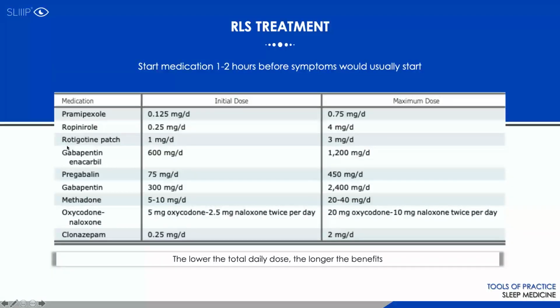Like anything that's sedating, I always tell patients to take it on a weekend, especially if they don't have to work the next day. These are the drugs that I recommend as a first line to most patients with mild to moderate to maybe severe disease.